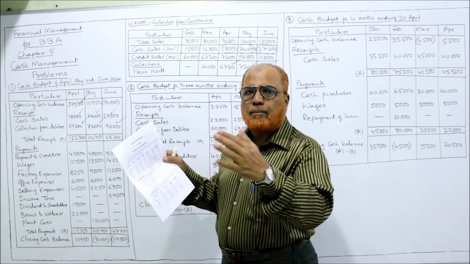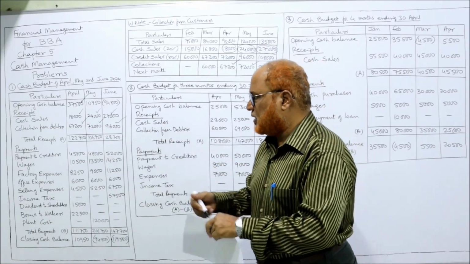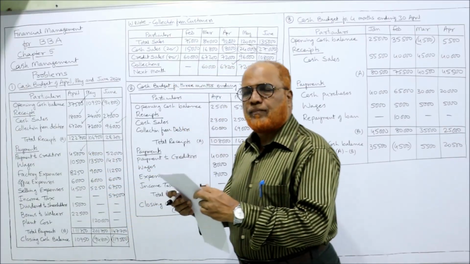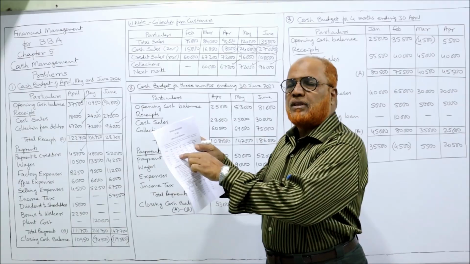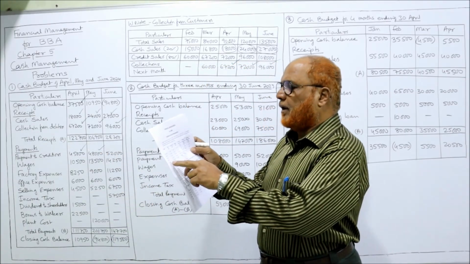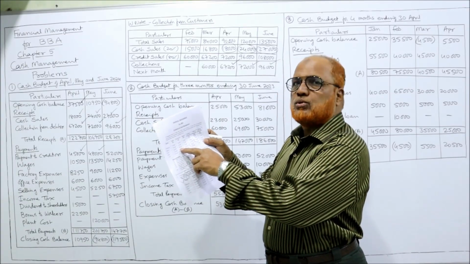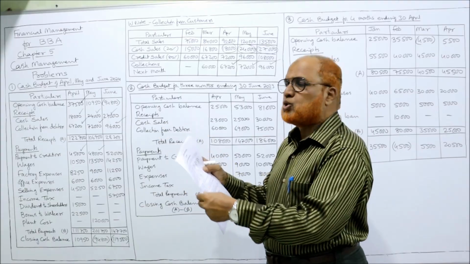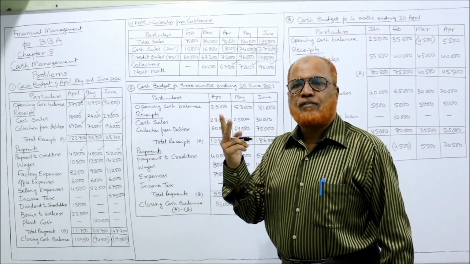Purchased in February, skipping March, we will pay in April. So in April 45,000, here I have taken 45,000. Then March 48,000, this will be paid in May, 48,000 in May. Then April purchases are 52,000, this will be paid in June. That's all. 2 months period from supplier.